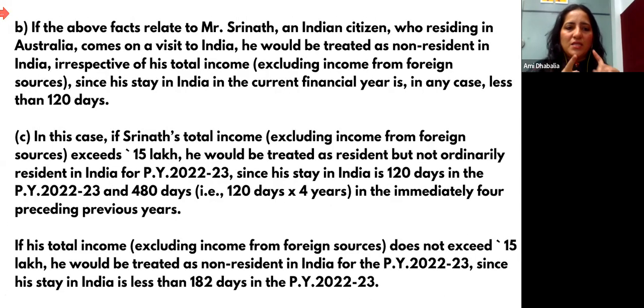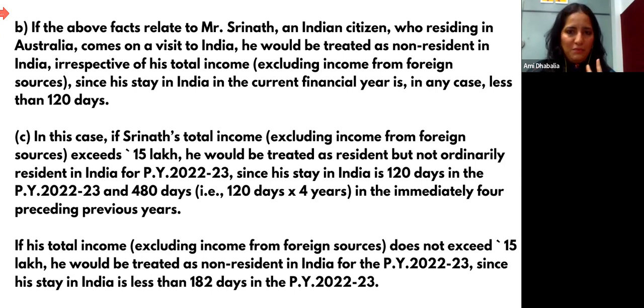So again, he is an Indian citizen. And in this case, his income is more than 15 lakhs. So Srinath's total income, other than foreign sources, is more than 15 lakhs. He will be treated as RNOR. If you remember, we had done the second condition. Since his stay in India is 120 days in previous year 2022-23 and 480 days in the immediately preceding 4 previous years.